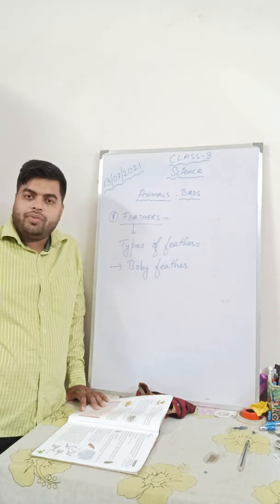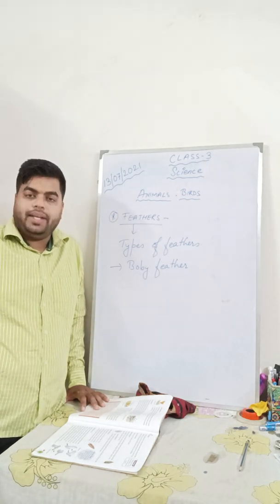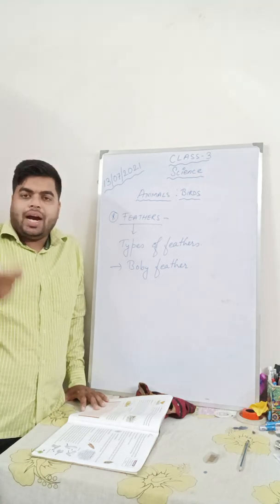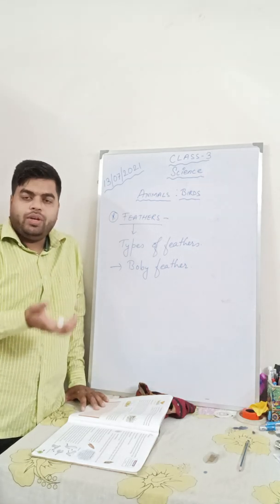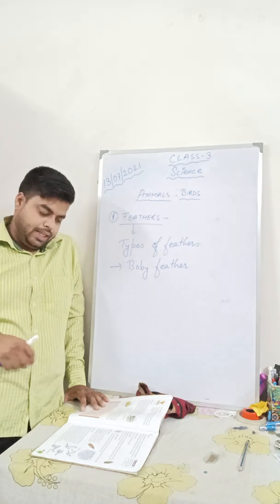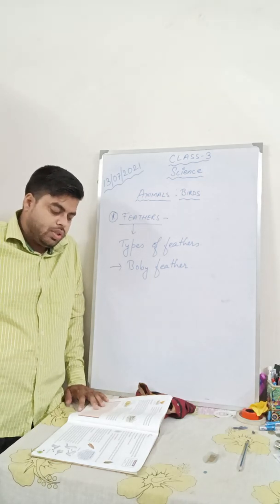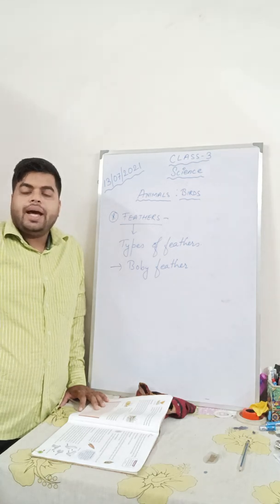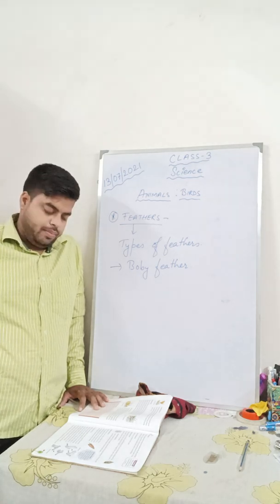Body feathers are very small feathers. They cover the whole body of a bird. They are strong but light in weight. They are very hard and strong, but when you weigh them, they are very light. They give color and a smooth shape to the bird.